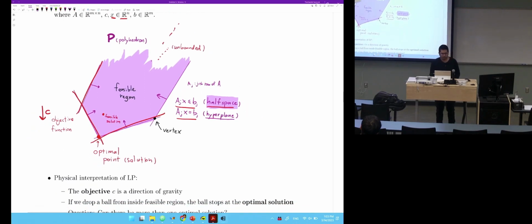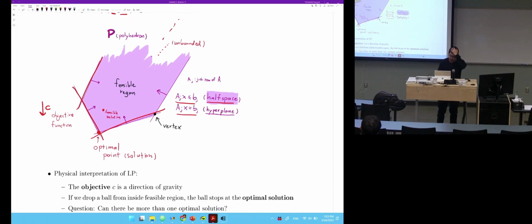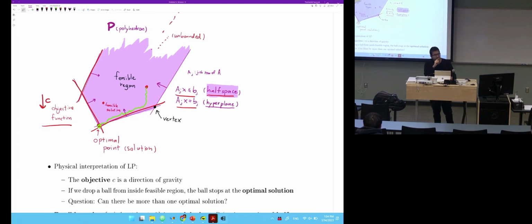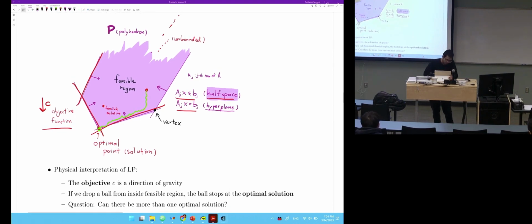You can have some physical interpretation of LP as well. You can think of the objective function as the direction of gravity. Let's say that you drop a ball inside some physical region, and then the ball will keep going until it stops. Where it stops is going to be the optimal point. So let me ask you, can there be more than one optimal solution?